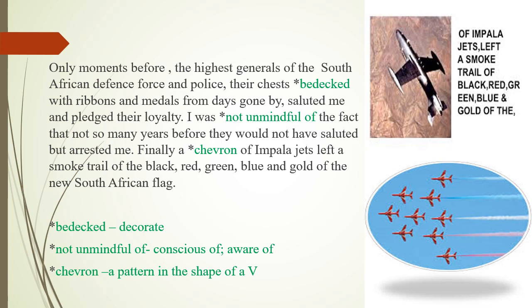But in Nelson Mandela's mind, he was very conscious and aware of the fact that the same force and the same police in the past years appeared before him not to salute but to arrest him on the basis of the apartheid system that they formed. It was followed by the chevron pattern of the Impala jets, which left a smoke trail of black, red, green, blue, and gold of the new South African flag. Here, bedecked means decorated, mindful of represents conscious of, aware of, and chevron here represents a pattern in the shape of a V.